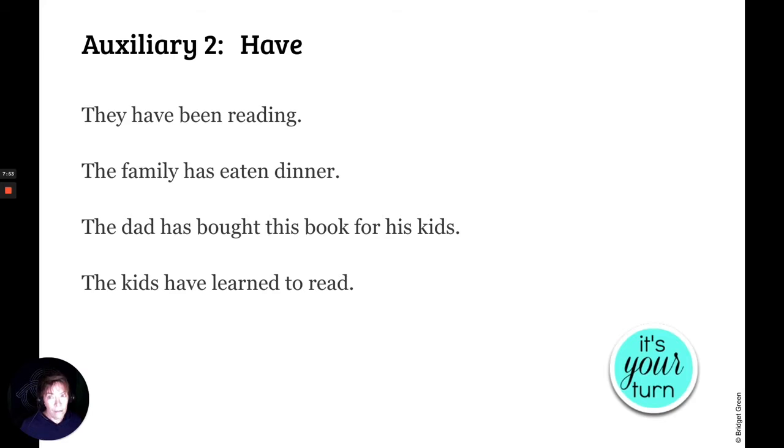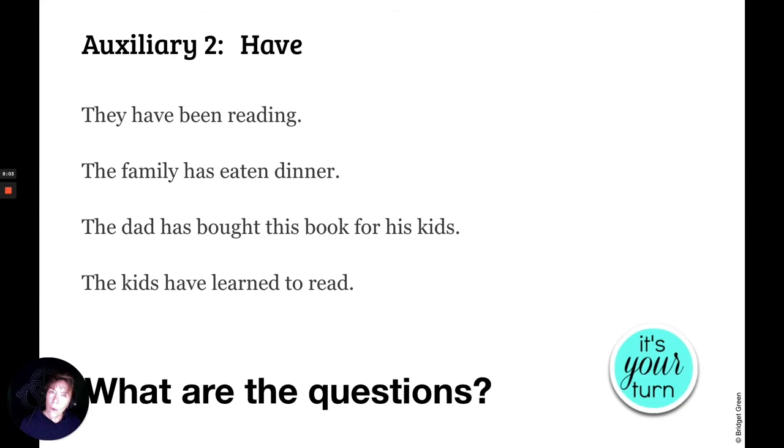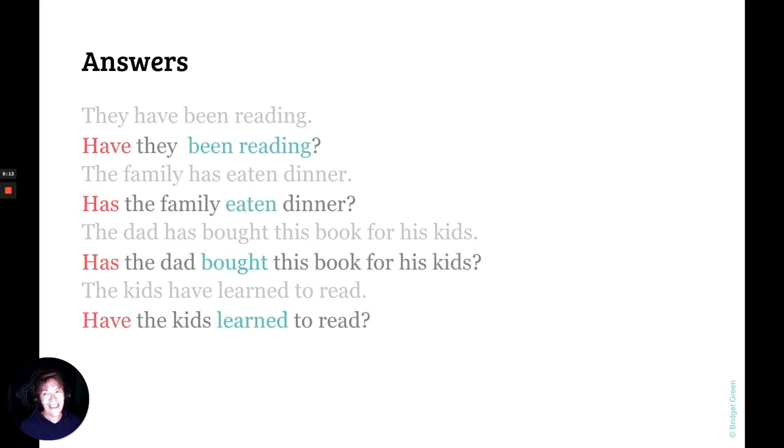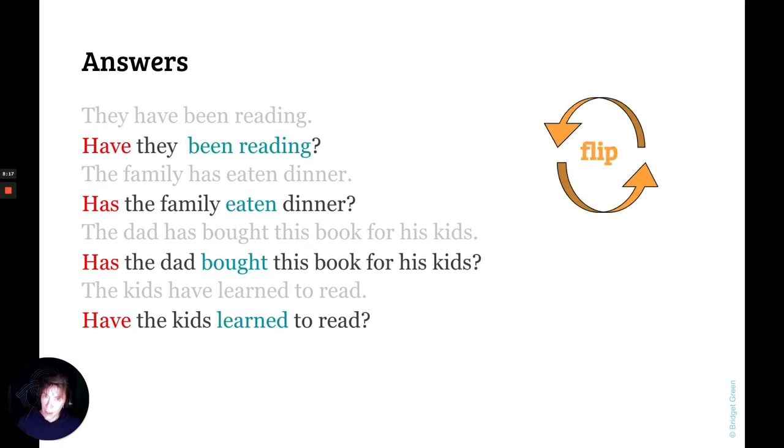Which one describes this photograph? They have been reading. The family has eaten dinner. The dad has bought this book for his kids. The kids have learned to read. Right. What are the questions that go with this? Okay, here are the answers. Notice you just had to flip the subject and the auxiliary.